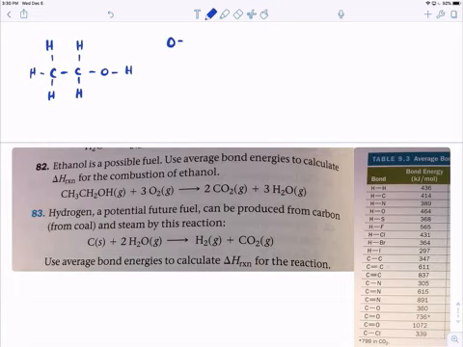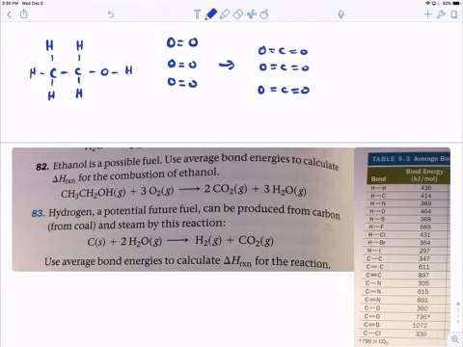I even get the numbers in there too. Oh, I have 2 CO2s, too many CO2s.